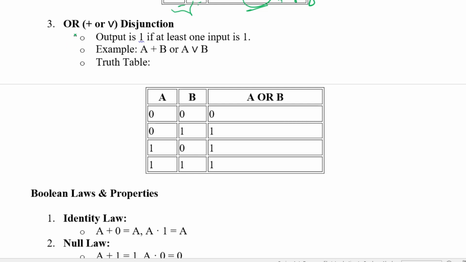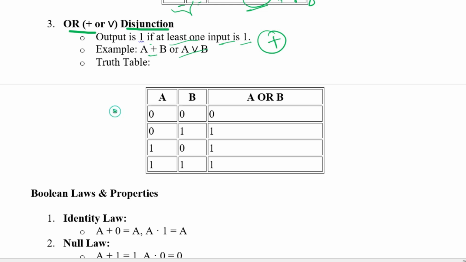Next we have the OR operation, or the disjunction operation, performed in Boolean algebra. It is represented by the plus symbol, and the output is 1 or high if at least one input is high. Means if any one of the two inputs has a high value, then the output will be high.